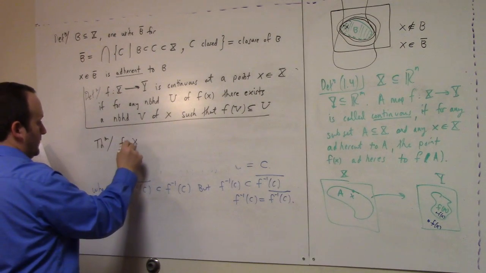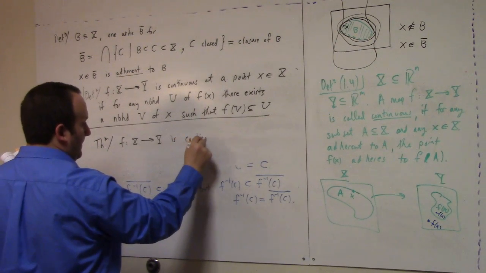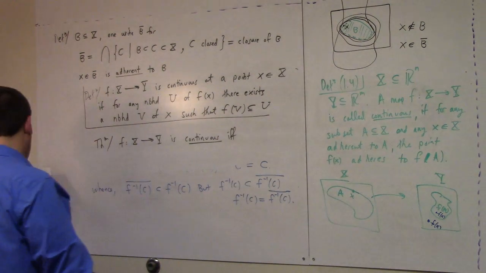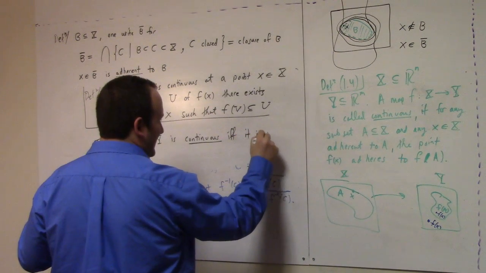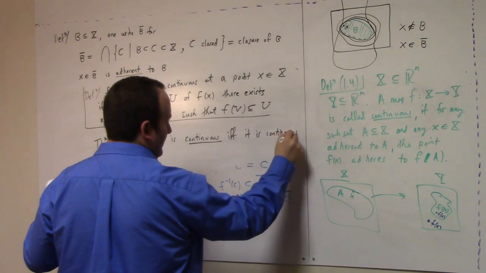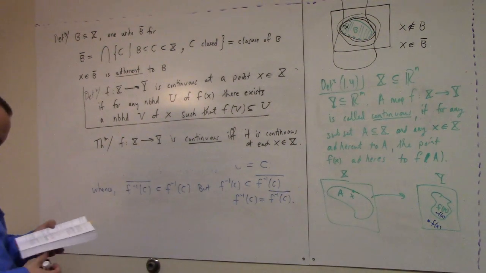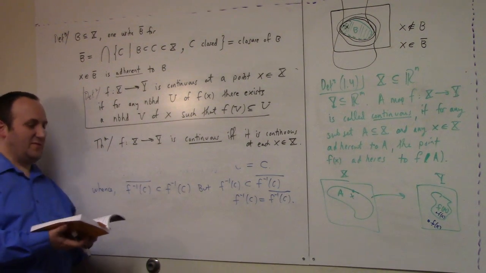Okay, so a map f from X to Y is continuous if and only if it's continuous at each x in X. Now the next page is the stuff we proved last time about homeomorphisms. Now the proof of this, I'll just read it for you.